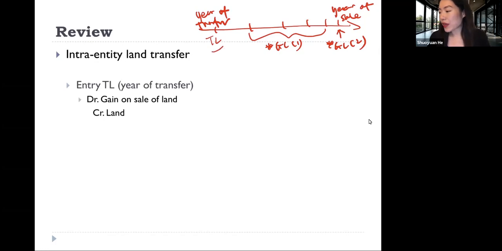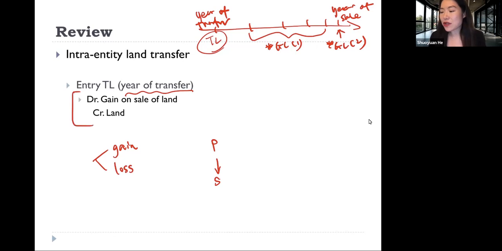The TL entry we record in the year of transfer. The basic purpose of the TL entry: when there's a land transfer, there can be two situations. Either the seller of the land is selling the land to another party within the same consolidated entity for a higher price, so the seller may recognize a gain from selling the land within the consolidated entity. For example, the parent may sell the land to the subsidiary at a gain, or it can sell the land to the subsidiary at a loss.